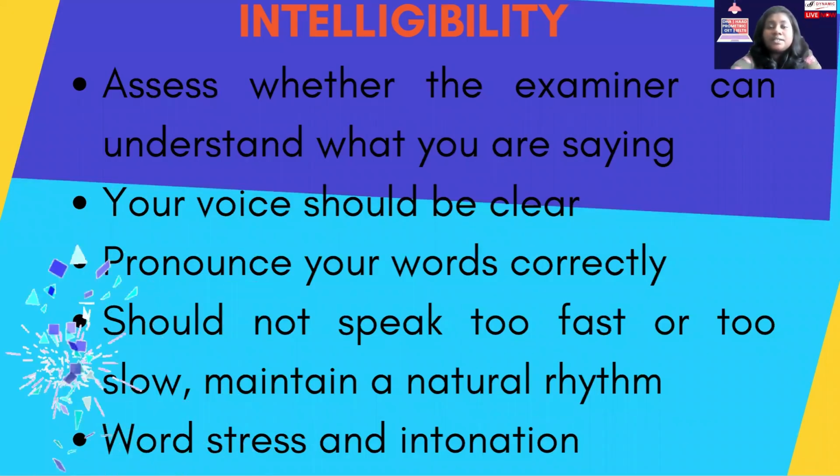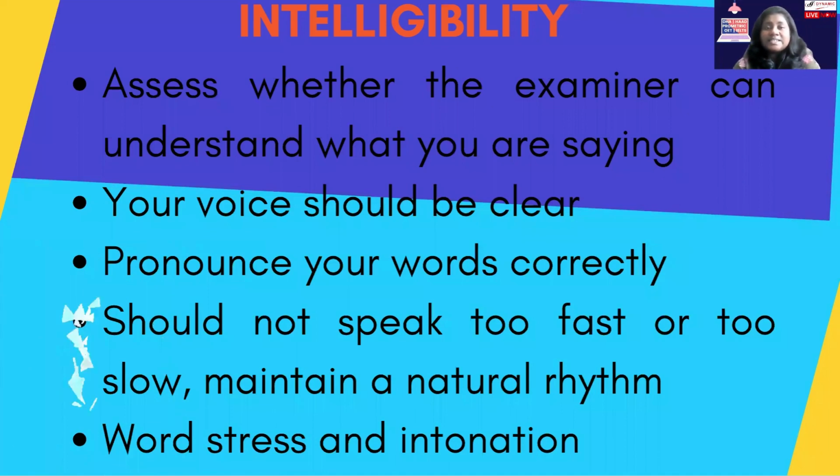The first criterion under linguistic criteria is intelligibility. In intelligibility, they are going to assess whether your examiner, or the second person sitting in front of you, can understand what you're saying. This intelligibility doesn't have any connection with intelligence or knowledge. It is purely based on pronunciation, your intonation, stress, and rhythm. Pitch is also considered. So your voice should be very clear, and you have to speak at a natural speed. That is very, very important.